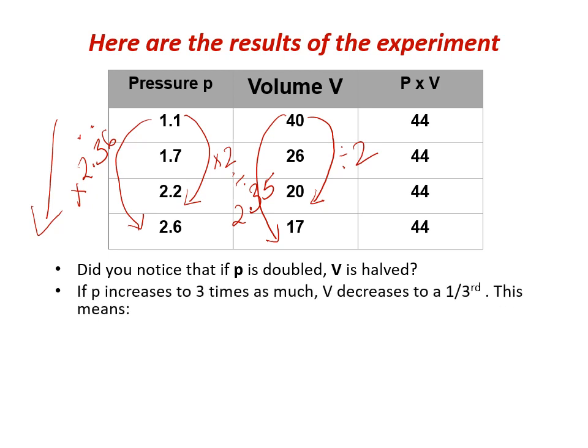Which means whatever happens to P, the opposite happens to V by the same factor. This is what we summarized as volume is inversely proportional to pressure, or pressure is inversely proportional to volume.